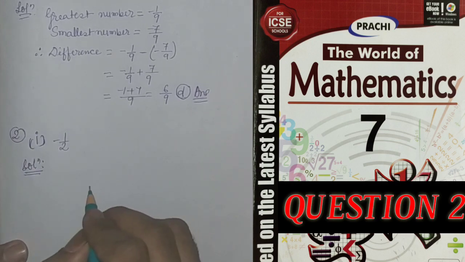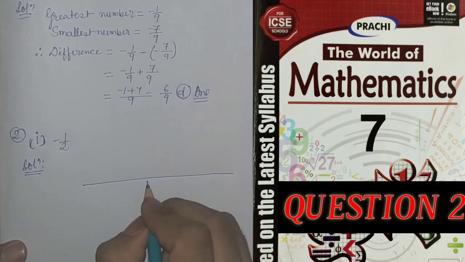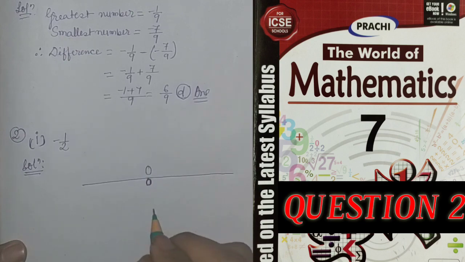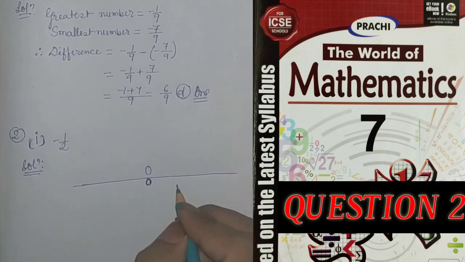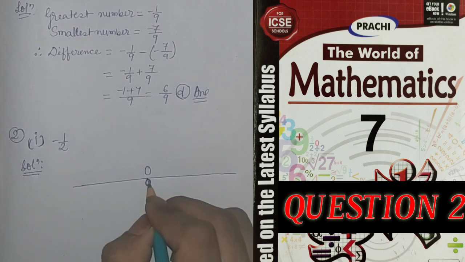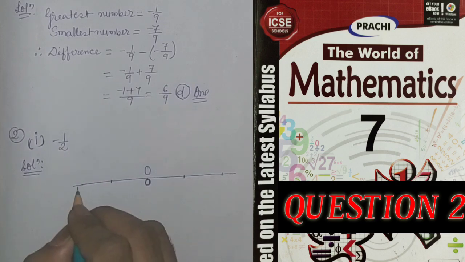Let me draw a number line. This is a number line. Here this point marks 0, and it is marked as O. From this point we have to cut the line at equal distances. From this we can write here, this is a mark, and at the same distance this will be a mark. On the right side it will be positive and on the left side it will be negative, and the line continues.